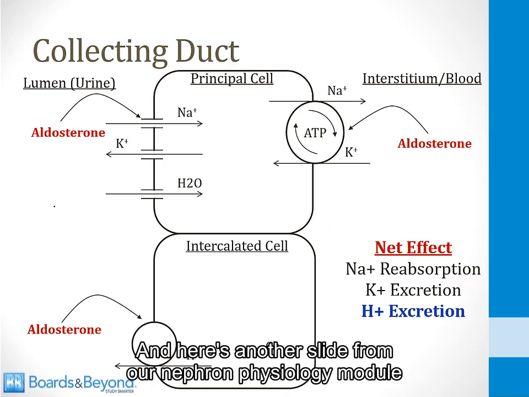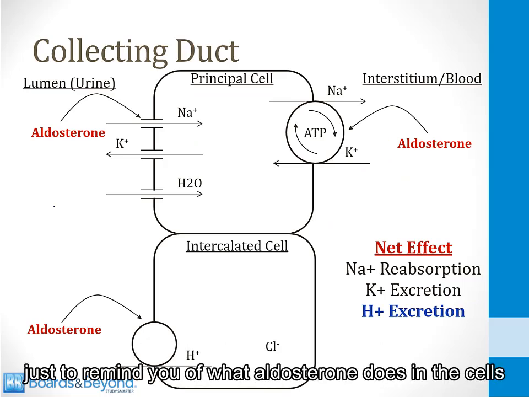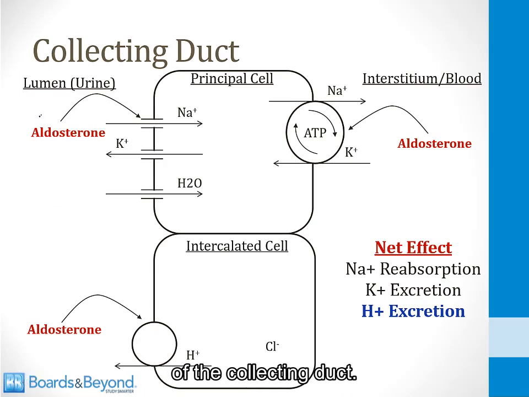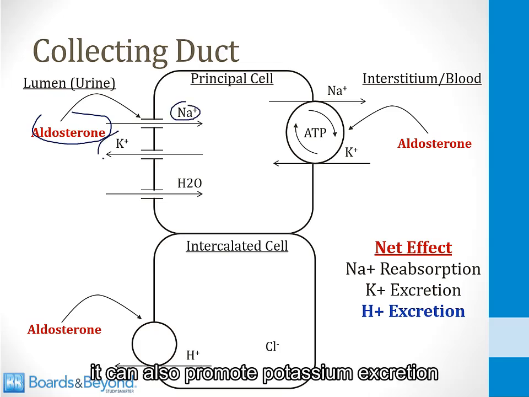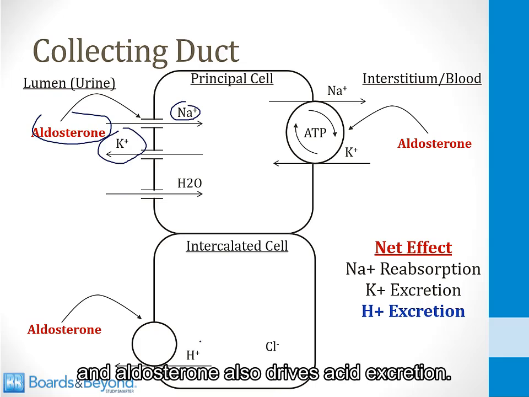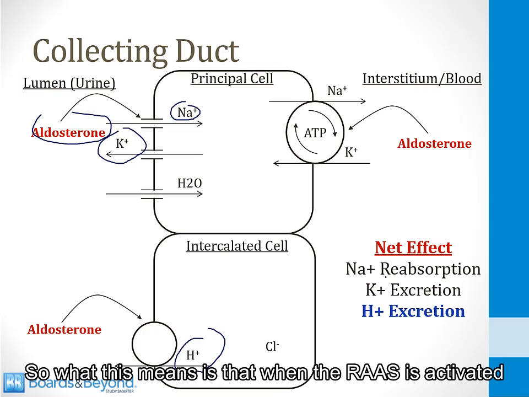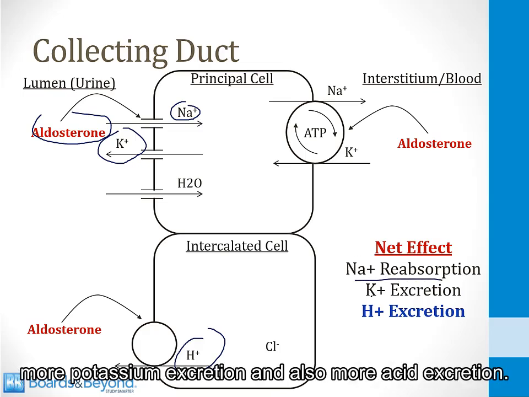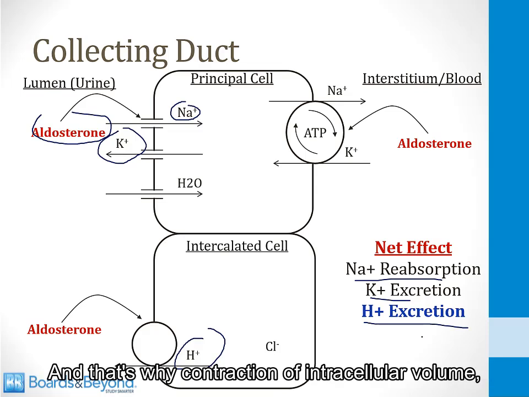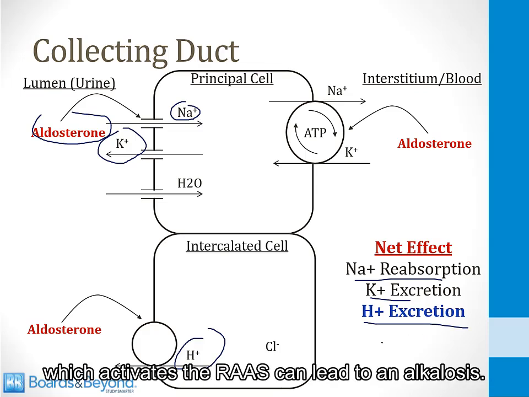And here's another slide from our nephron physiology module just to remind you of what aldosterone does in the cells of the collecting duct. So aldosterone can promote sodium reabsorption. It can also promote potassium excretion, and aldosterone also drives acid excretion. So what this means is that when the RAS is activated from low ECV, there's more sodium reabsorption, more potassium excretion, and also more acid excretion. And that's why contraction of extracellular volume, which activates the RAS, can lead to an alkalosis.